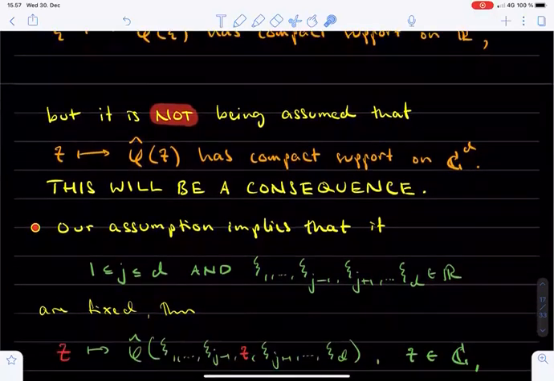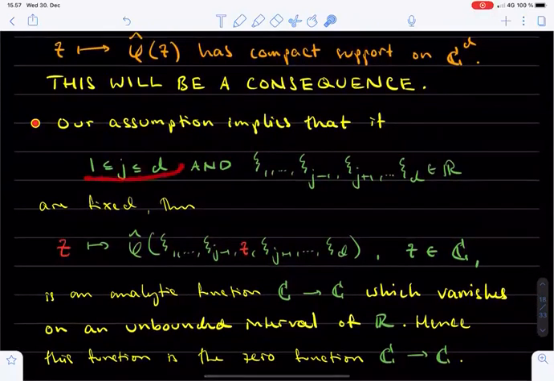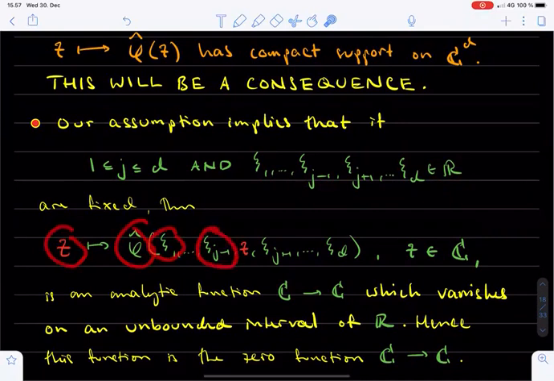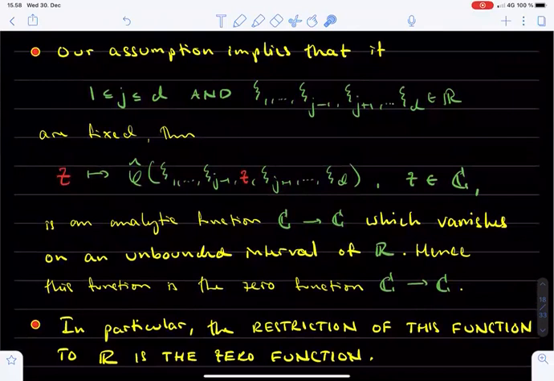From our compact support assumption on R^d, we can infer that if j is any index between 1 and d, and xi_1 to xi_{j-1} and xi_{j+1} to xi_d are fixed real numbers, then the analytic function z maps to hat phi evaluated at (xi_1, ..., xi_{j-1}, z, xi_{j+1}, ..., xi_d) vanishes on an unbounded interval on the real line, namely outside the compact support of hat phi.